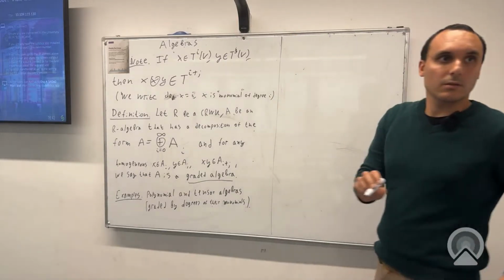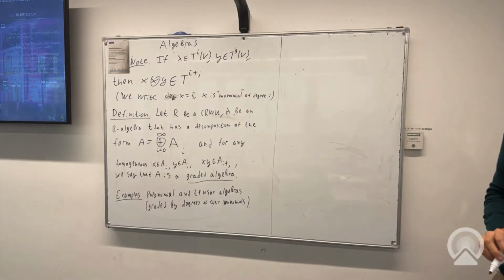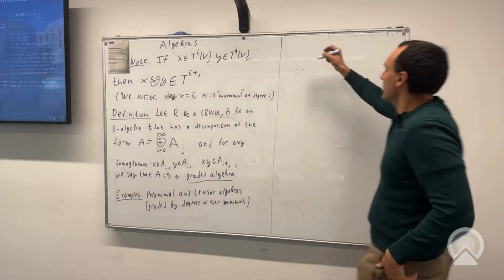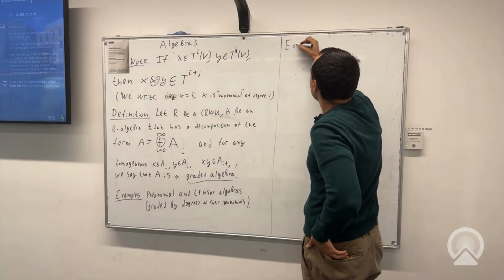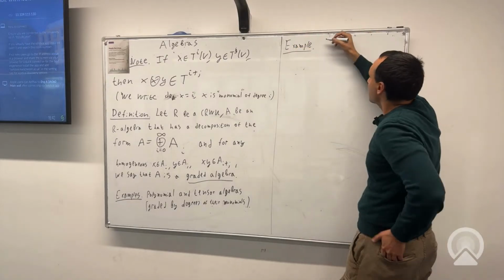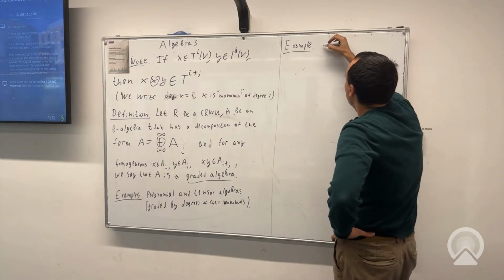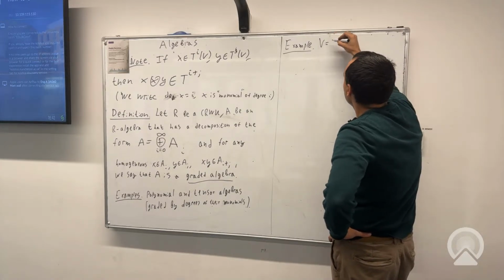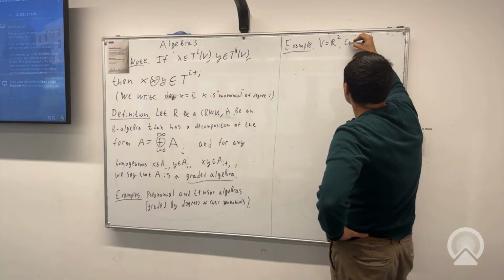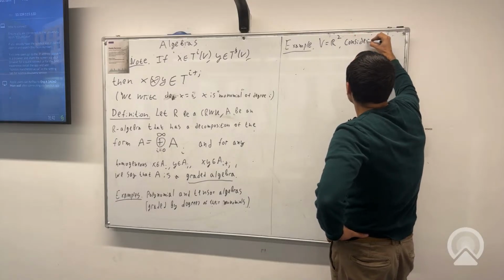I think it would be good to give a specific small example of a graded tensor. Okay, so the example: gradability of the tensor. Let's say V is R squared and consider T of V.